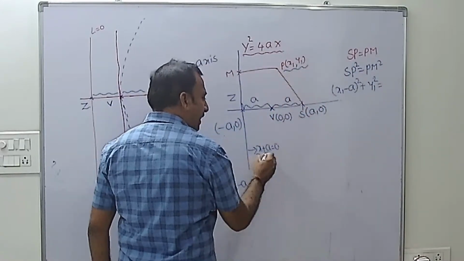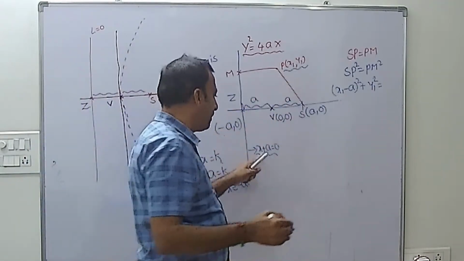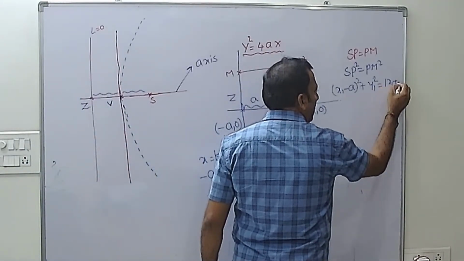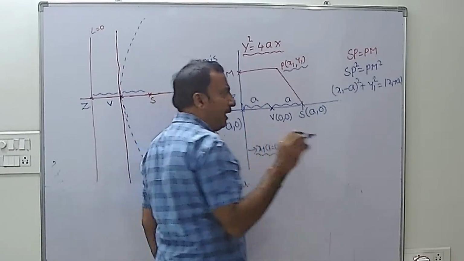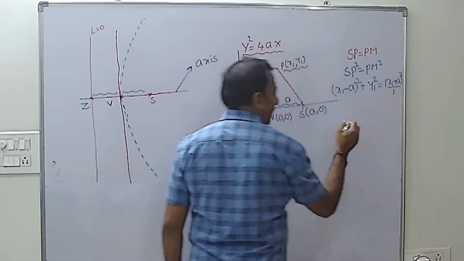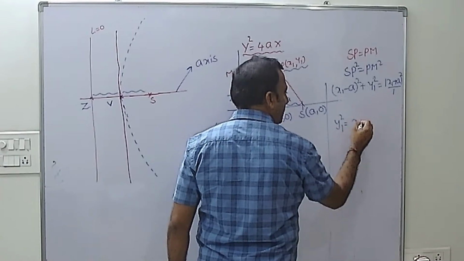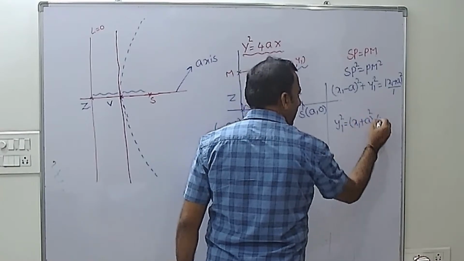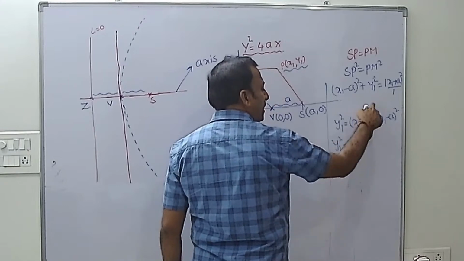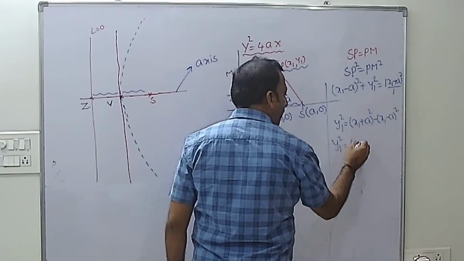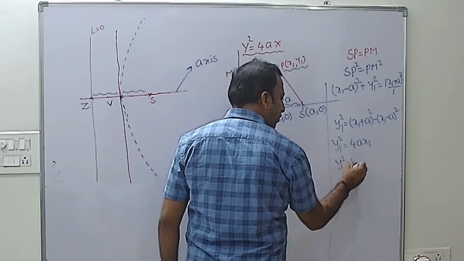The perpendicular distance from this point to this line is modulus of ax1 plus by1 plus c, so we substitute that point. What comes? Mod of x1 plus a by root of a square plus b square. Here the coefficient of x is 1 and there is no y term, so b is 0. So y1 square is equal to, taking this term to the right hand side, (x1 plus a) whole square minus (x1 minus a) whole square. That is (a plus b) whole square minus (a minus b) whole square, which is 4ab, here 4a x1. The locus of (x1, y1) is y square is equal to 4ax.